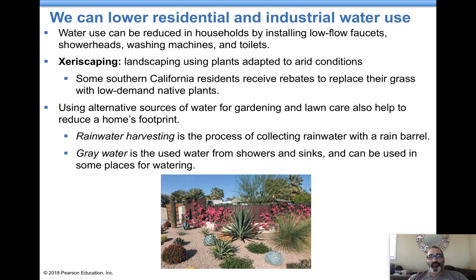Common thing in San Diego because we've been told to conserve water for years and we're not allowed to water our grass. So a lot of people don't have grass anymore. They have a lot of plants that are like this basically.